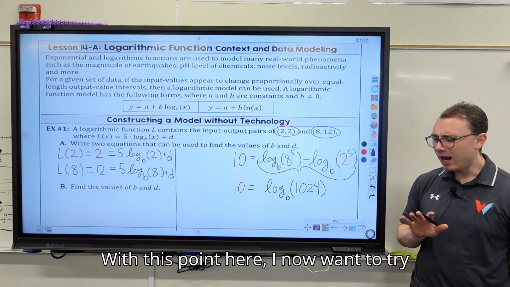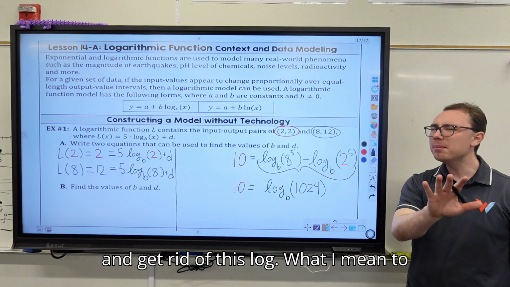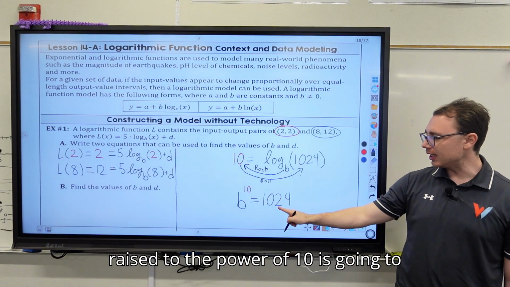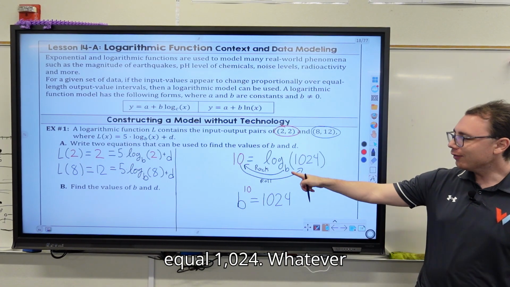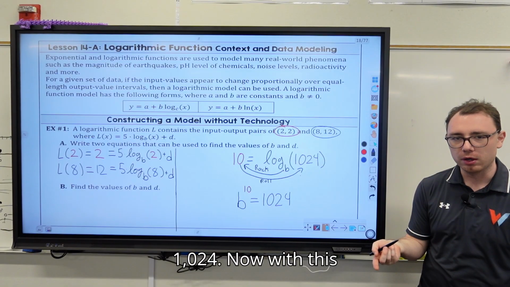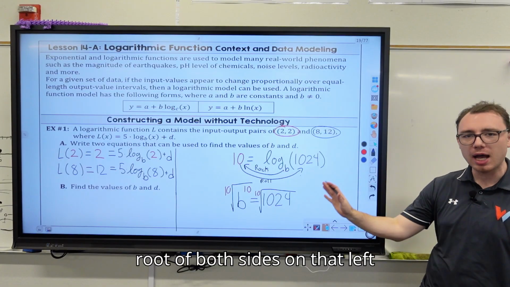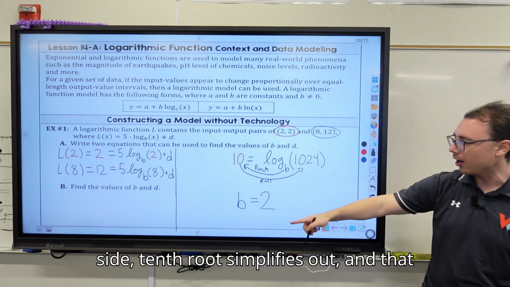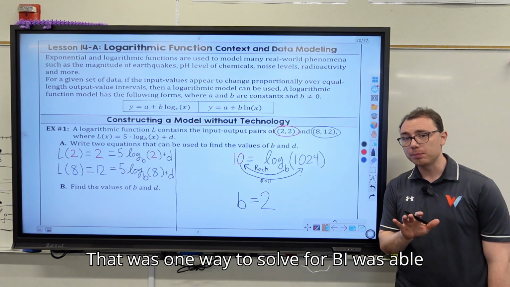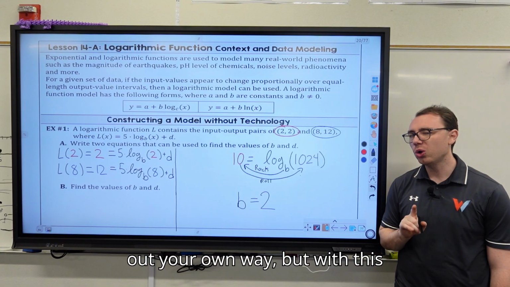With this, I now want to use our rock and roll method to get rid of this log. What I mean to say is, I know that b raised to the power of 10 is going to equal 1,024. Whatever that base is, being raised to the power of 10 gives 1,024. Now I just need to take the 10th root of both sides. On that left side, the 10th root simplifies out, and on the right side, I get b equals 2. That was one way to solve for b. I was able to math out about 2 other ways to solve for b. I'd love for you to try out your own way.